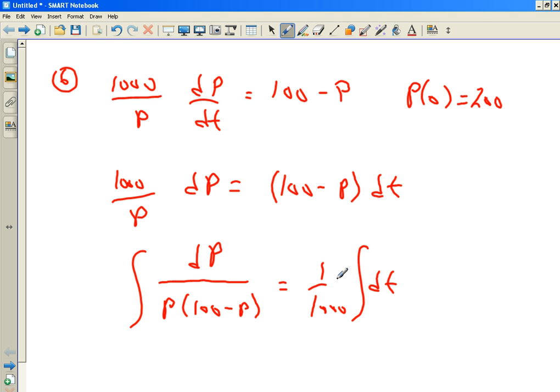So how do you integrate this? Any ideas? No? ln. No, not ln. That would be just a single p, like p to the 1 on the bottom. Anybody else? Ethan? This is partial fractions. Remember, partial fractions is not calculus, it's algebra. So let's go to the next page and do some algebra.